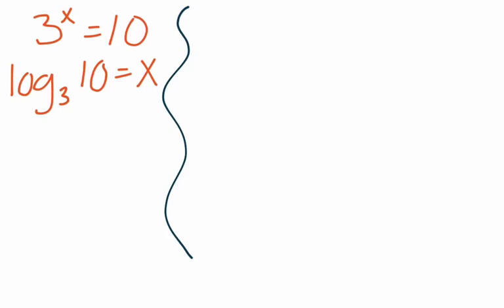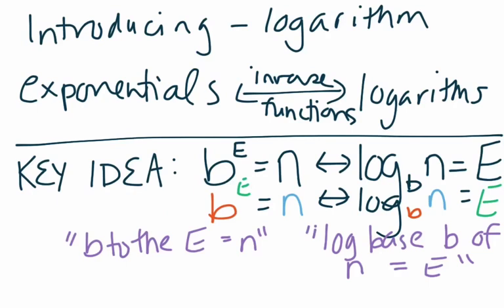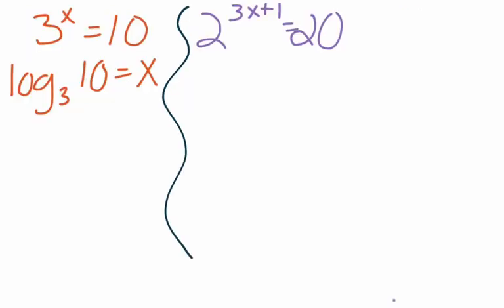Next example is 2 to the 3x plus 1 is equal to 20. And we want to remember that math is awesomely consistent. So just because the exponent looks yuckier doesn't change anything about the key idea that I just gave you. The key idea is the key idea. It doesn't change just because something in the problem starts to look more complex.